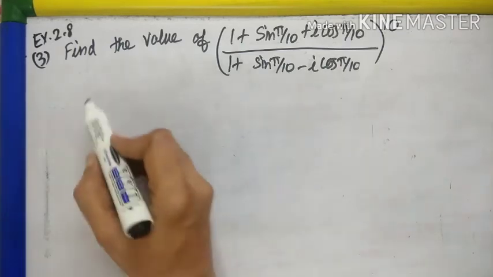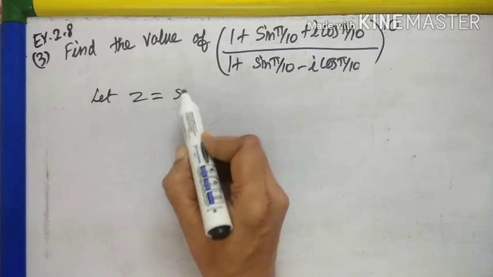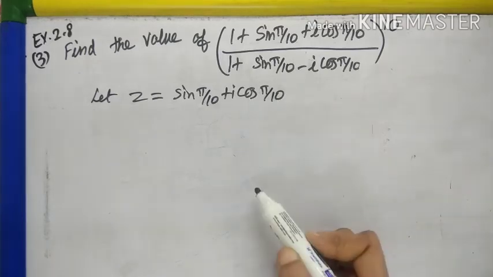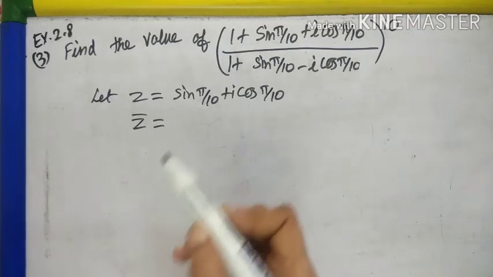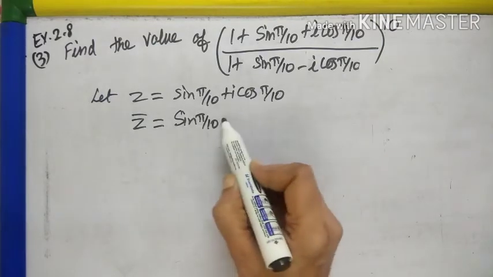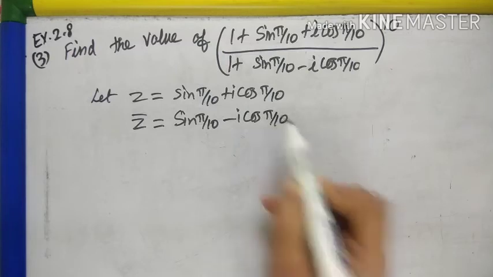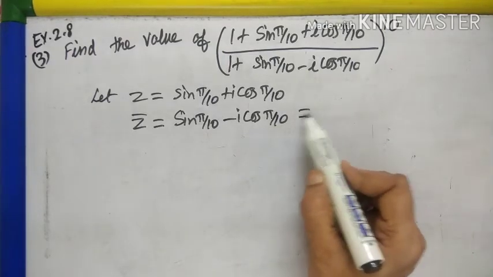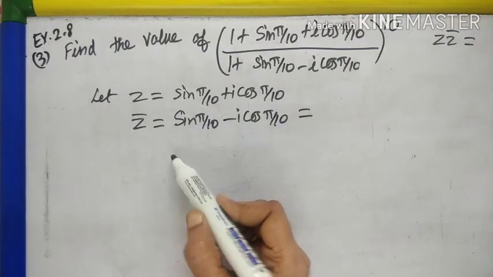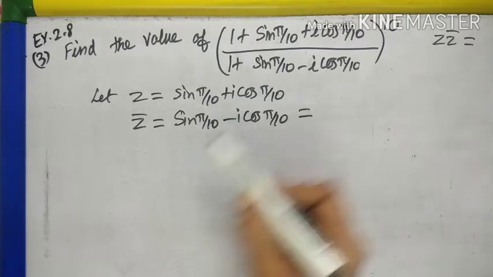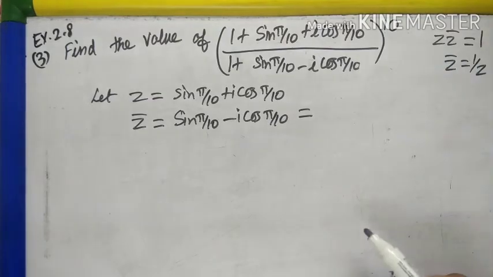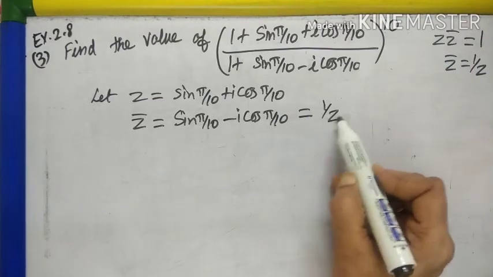So let me take z equal to sin pi by 10 plus i cos pi by 10. Then what about z bar, which is nothing but the denominator? It is sin pi by 10 minus i cos pi by 10. How will I write z bar? z into z bar is equal to sin square plus cos square. Sin square plus cos square is 1, which means z bar I can write as 1 by z. So this is nothing but 1 by z.